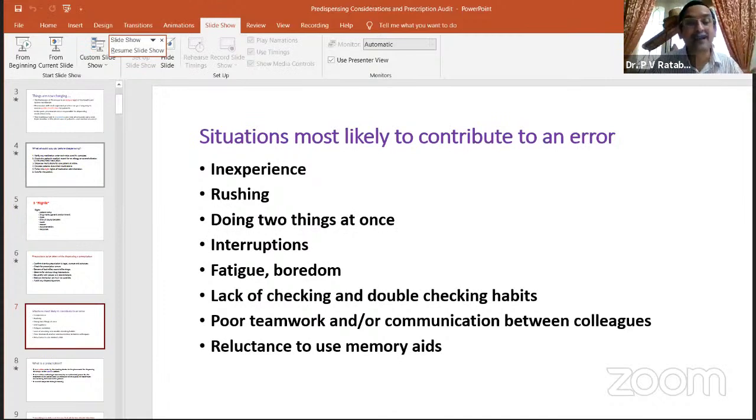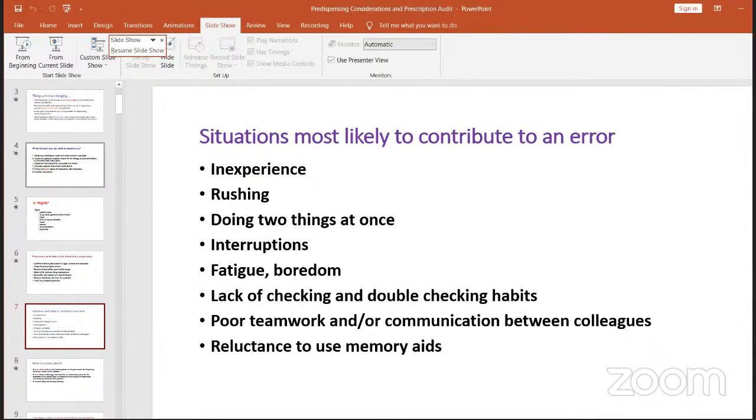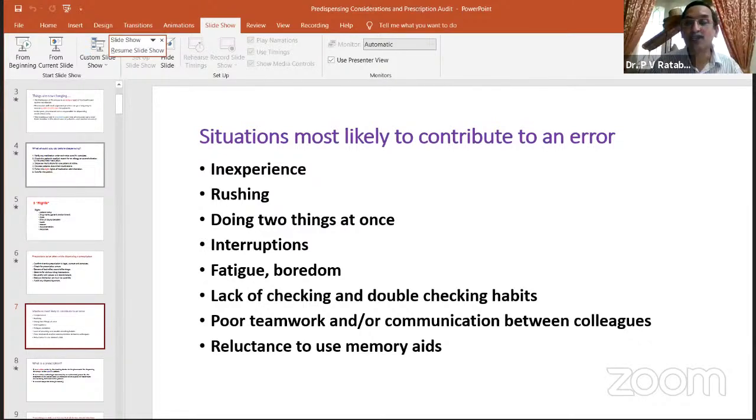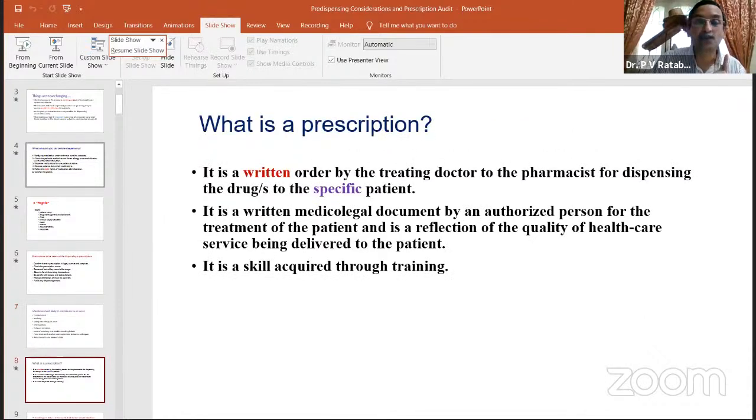Fatigue, boredom: at the end of the day, there are more chances of getting it wrong. Lack of checking and double checking habits. It is always nice to check and double check. Poor teamwork and communication between colleagues. If you have doubt about a prescription, you have to check it with your colleague in the pharmacy. He may understand the handwriting better, because some doctors have very beautiful handwriting, so nobody can read. So it's always better to clarify the drug before dispensing a wrong one. Reluctance to use memory aids. So these are the situations most likely to contribute to an error.